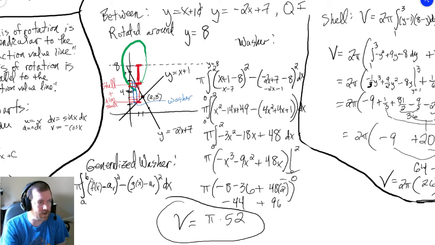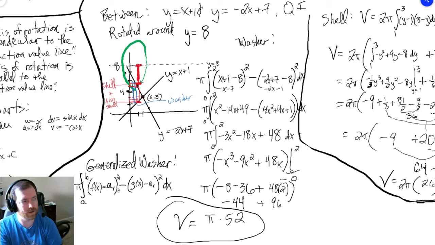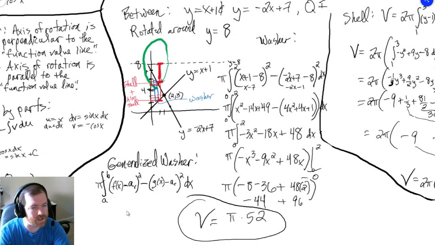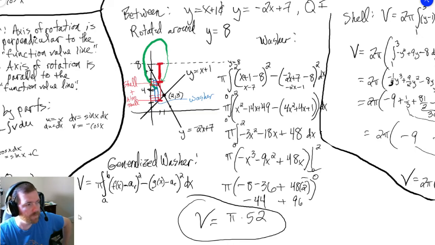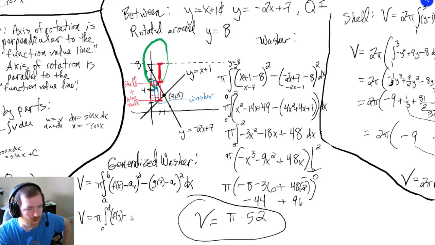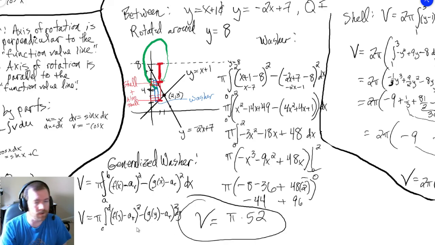And this will also work in the y direction as well. So just be aware, right? I allowed a sub r to be either an x or a y value, whatever you feel like, it's fine. That's going to be the volume of this thing. So you can get your generalized washer doing that.